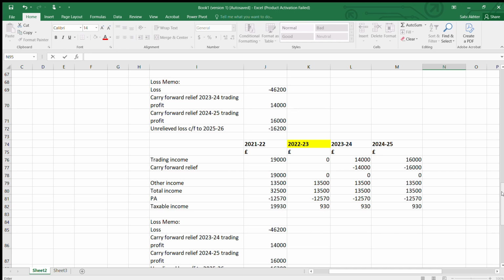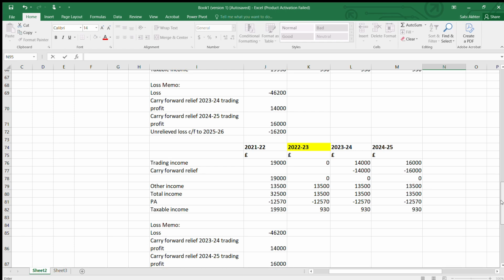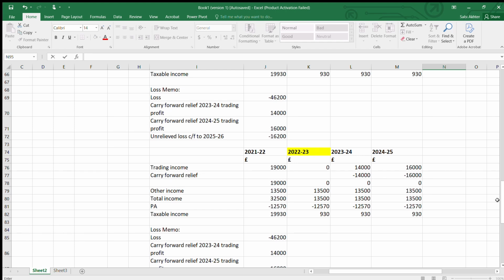Okay, so now here, when we carry forward, what is the relief? 16,500. But remember when we are carrying it forward there is a cap. So here, this is part B. The total loss is 46,200.